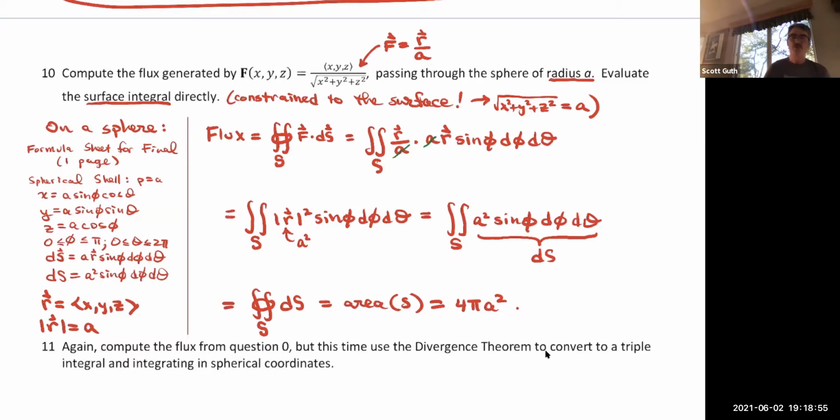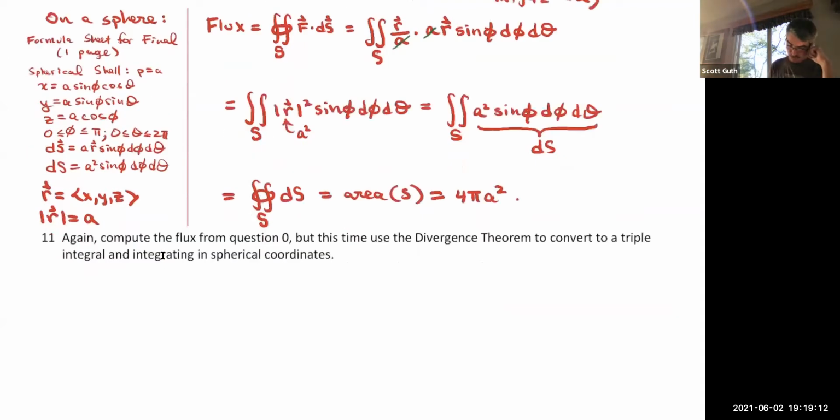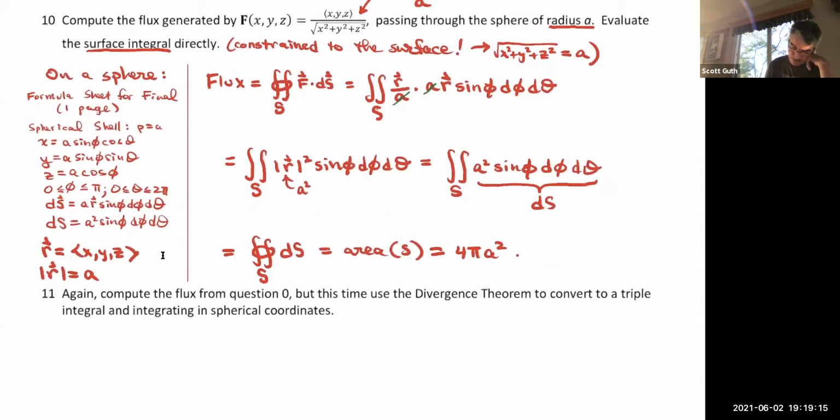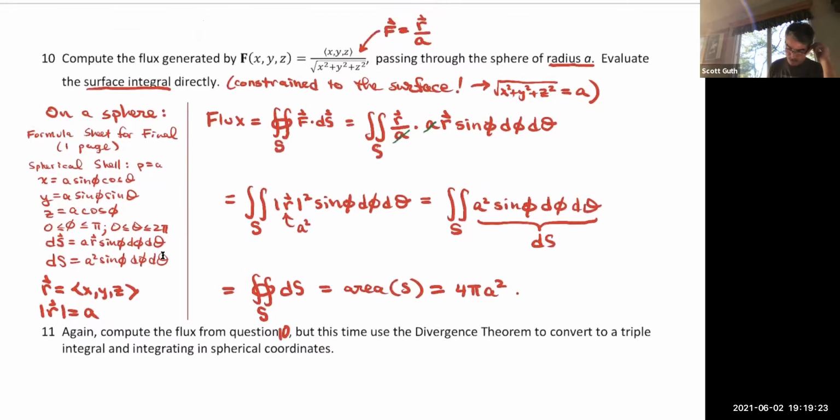I'm going to check my work, make sure I didn't do anything wrong. 4 pi a squared, yeah, that's good. Last chance for questions on that one. This one should say question 10. Let's fix this, the flux from question 10. This time we're just going to recompute and it should validate itself. It's completely different work, but we should get 4 pi a squared. It says to use the divergence theorem this time. Any questions?